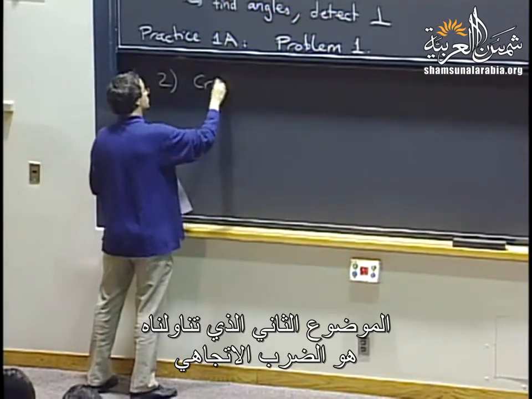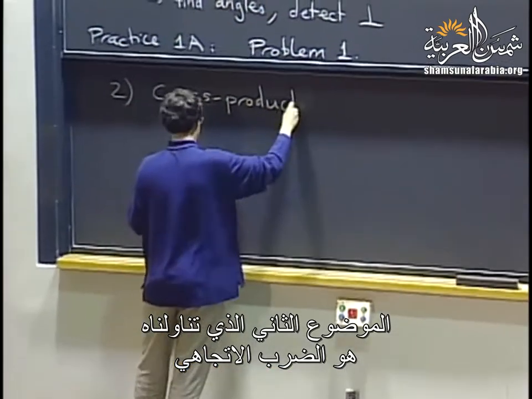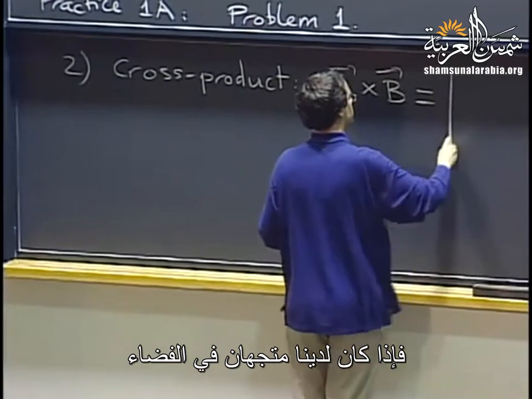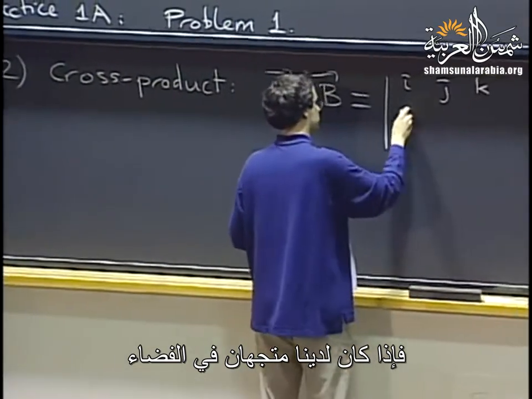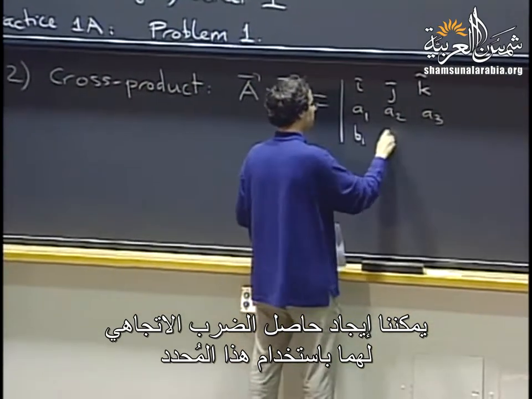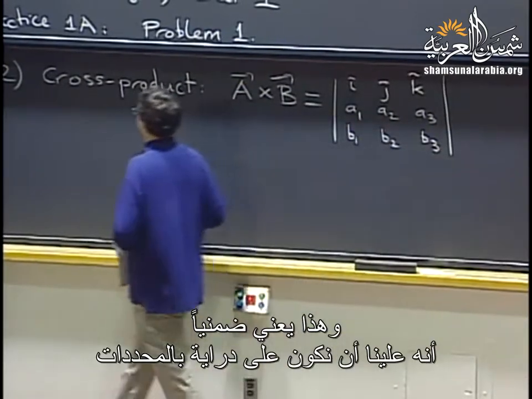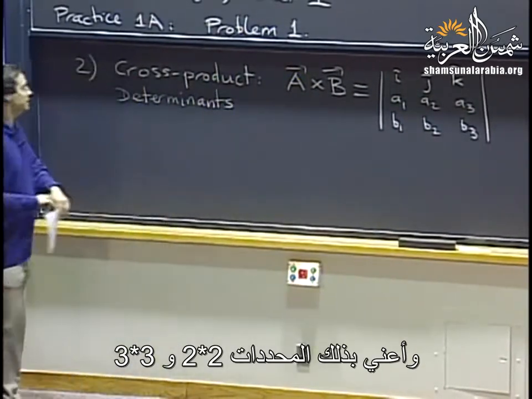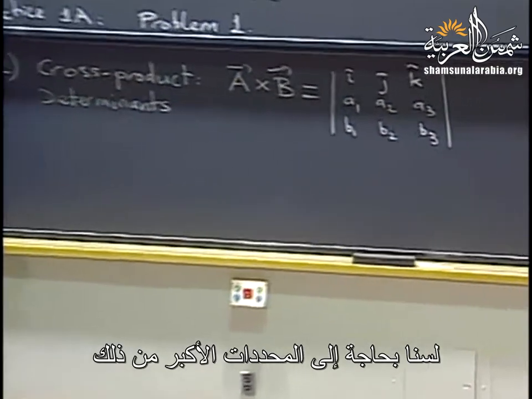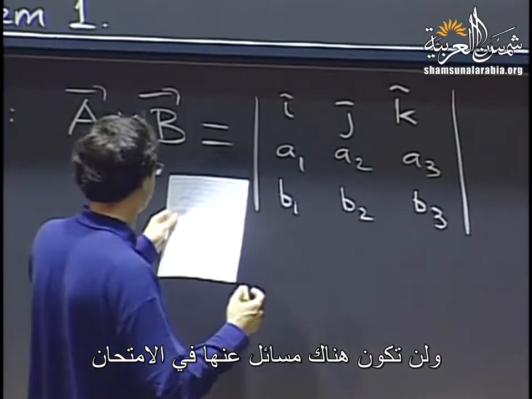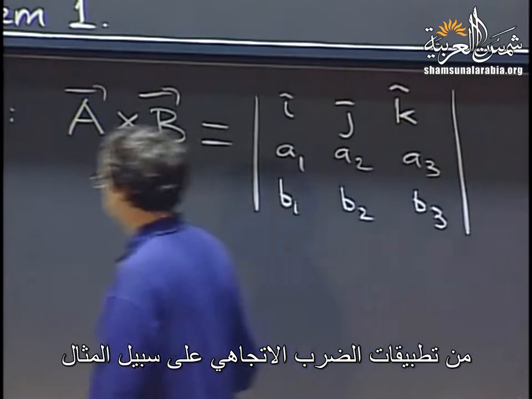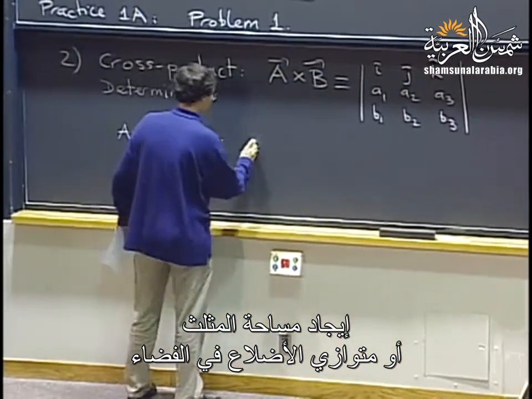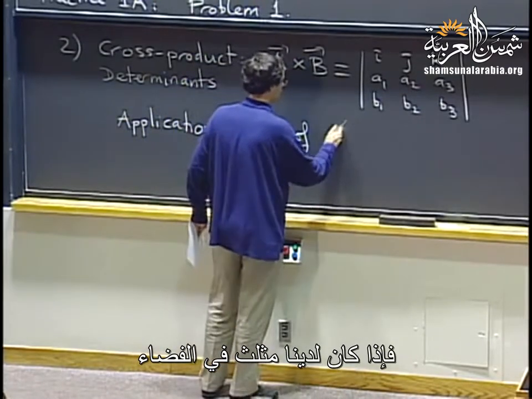So the second topic that we saw was cross product. When you have two vectors in space, you can form the cross product by computing this determinant. So implicitly, we should also know about determinants. By that I mean 2x2 and 3x3. Don't bother reading on larger ones, even if you're interested. They won't be on the test. And applications of cross product, for example, finding the area of a triangle or a parallelogram in space.